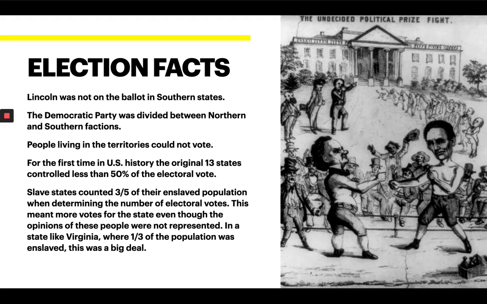So it became a big deal in places like Virginia, where a third of the population was enslaved. These people who are counted towards representation are not exactly having their views expressed because they have no freedoms in the first place. All right, so let's talk about.